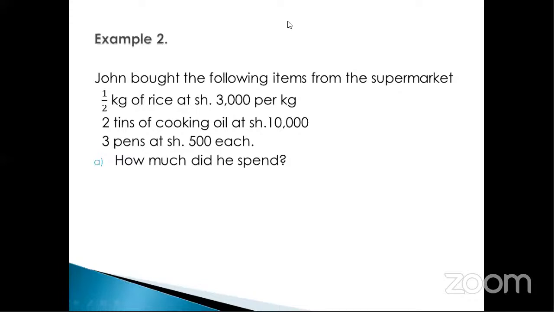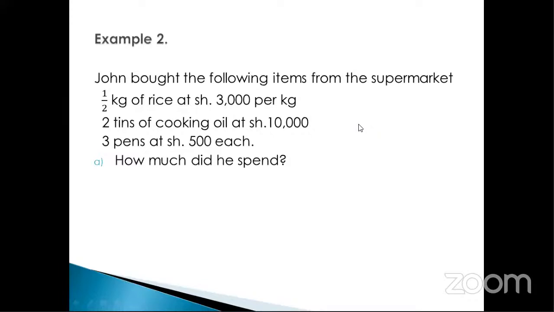So what does that statement mean? What does that statement mean if they just say 2 tins at 10,000? Angel, what does that statement mean when they say 2 tins of cooking oil at 10,000 shillings? Abby?